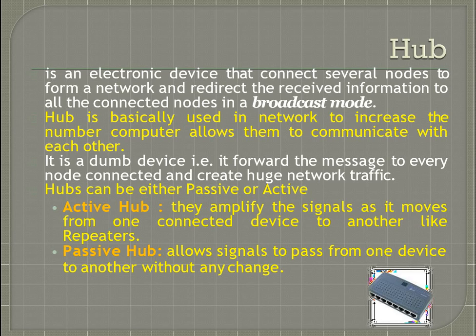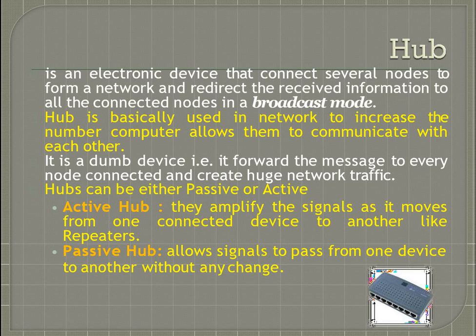The computer for which the information is intended will receive and accept it. Other computers on the network simply reject this information, because the hub sends all the information to all the connected nodes. Only the intended node accepts it, and other computers reject it. So it is a dumb device. It forwards the message to every connected node and creates huge network traffic.